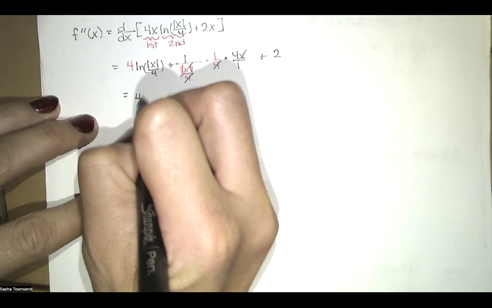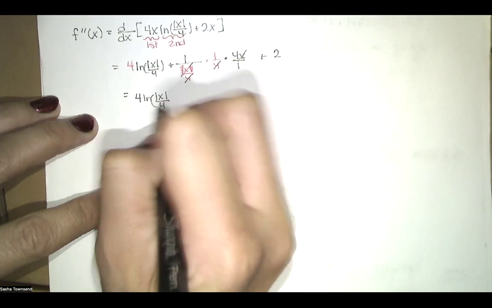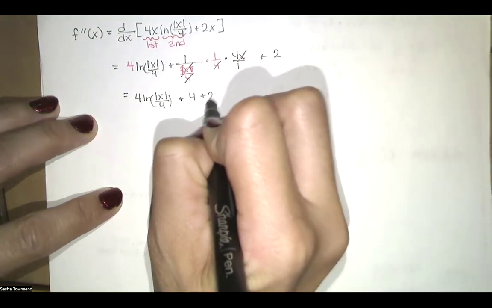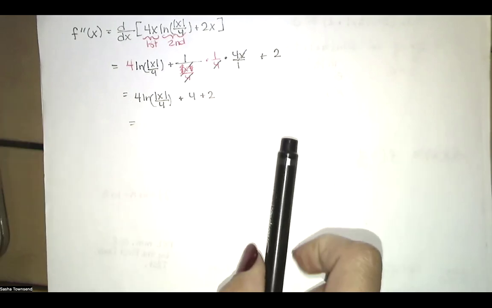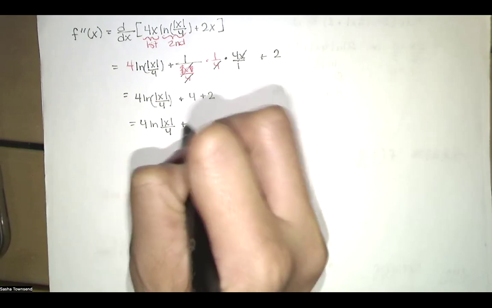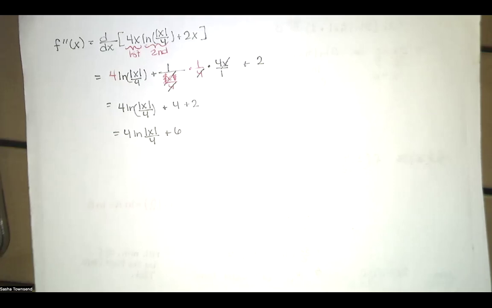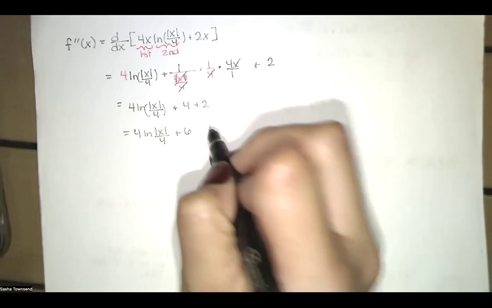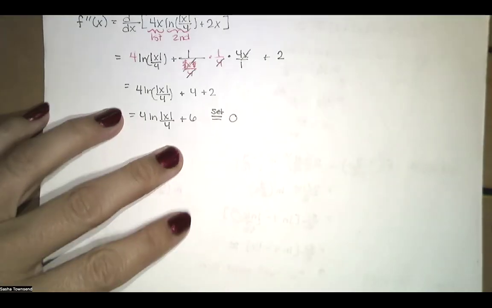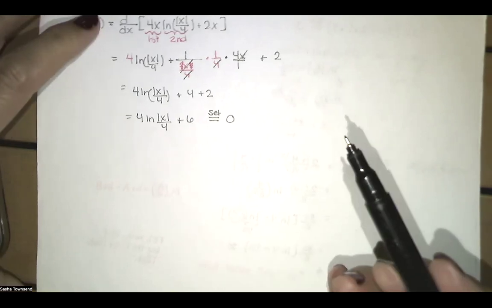So we end up with 4 natural log of the absolute value of x divided by 4. And then we get a 1 times 1 times 4 here, plus 2. When we simplify that, we end up with 4 times the natural log of the absolute value of x divided by 4, plus 6. Okay, so that is our second derivative. The x values that cause that to be 0 are potential points of inflection. If the second derivative changes signs at those x values, then those are the x coordinates of points of inflection.